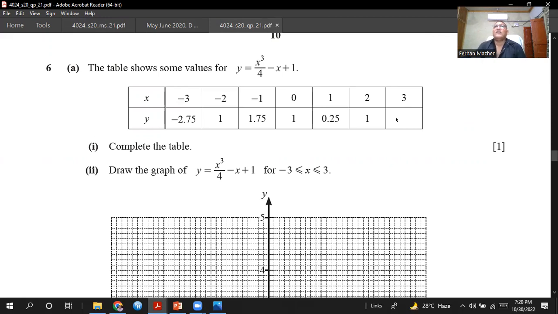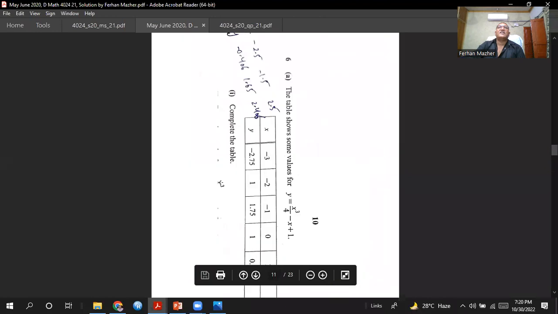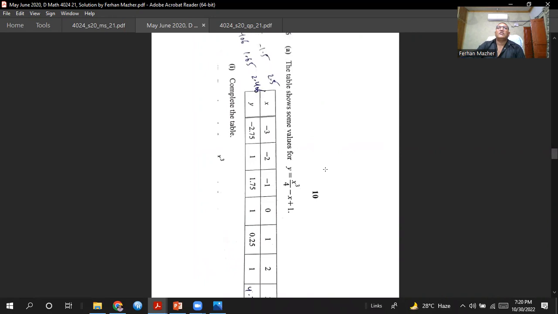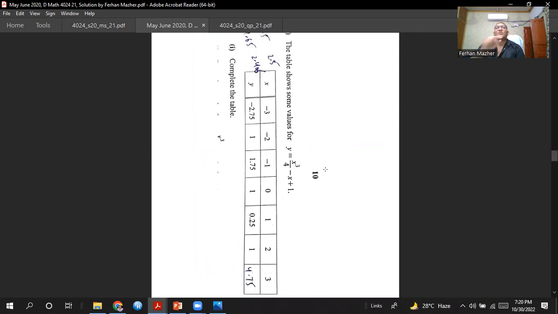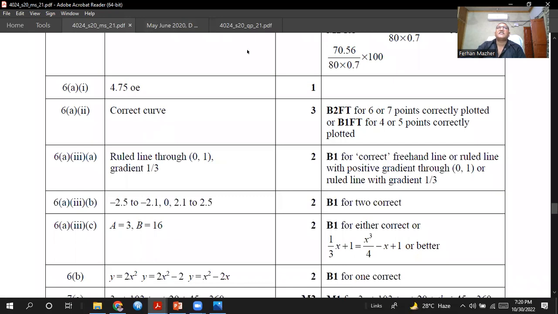In your calculator, you will write 3 cubed divided by 4 minus 3 plus 1 equals 2, and you will get this answer. So let me show you. I have done this, and here we go. The answer will be 4.75. Unfortunately, I was not able to rotate it, but when x is 3, the y value will be 4.75. 4.75 is the right answer, sir.